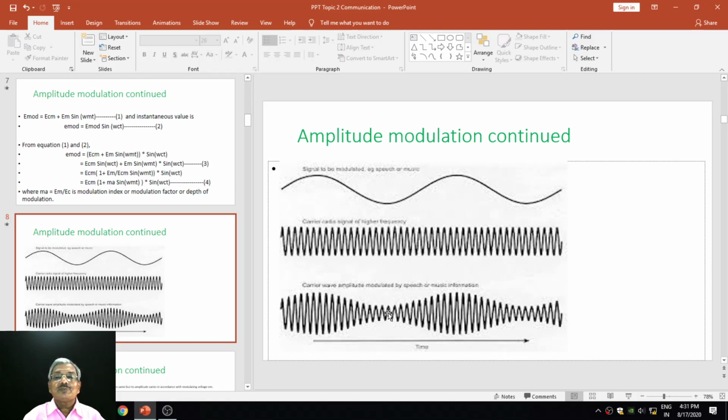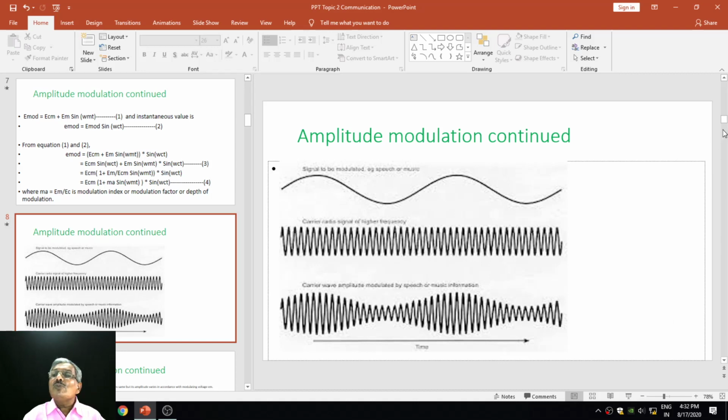Once again, try to remember: as the amplitude of the modulating signal changes, in the modulated wave the amplitude of the carrier wave also changes. If it increases, the amplitude of the carrier wave in the modulated signal also increases. When the amplitude of the signal to be modulated decreases, in the modulated wave the amplitude of the carrier wave also decreases. In the definition, we have studied the same thing: the amplitude of the high frequency carrier wave is changed in accordance with the instantaneous amplitude of the signal to be modulated. As per definition, we obtain the modulated wave.